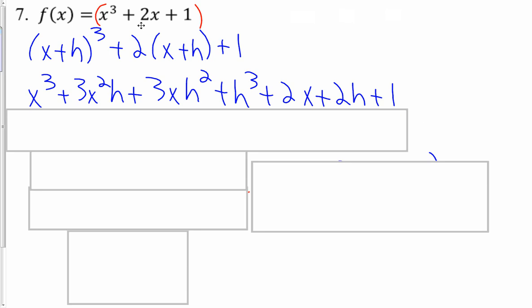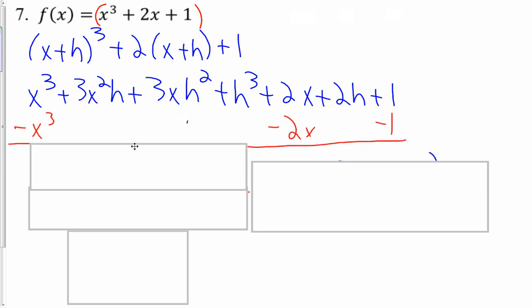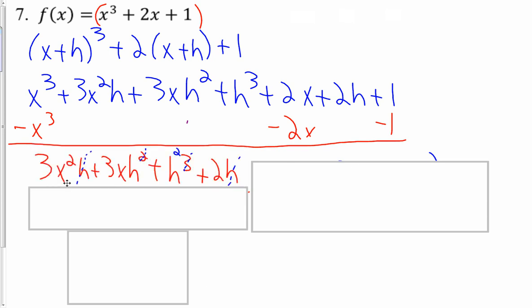And now we're going to subtract the original. Because this is a little bit longer, I sometimes subtract the original underneath. So minus x cubed, you're going to go right here. Minus 2x is going to go right here. And then minus 1 going to go right here. You shouldn't ever end up with something without an h before we divide by h. Everything that doesn't have an h will go away. So those will cancel, and we've got 3x squared h plus 3xh squared plus h cubed plus 2h.